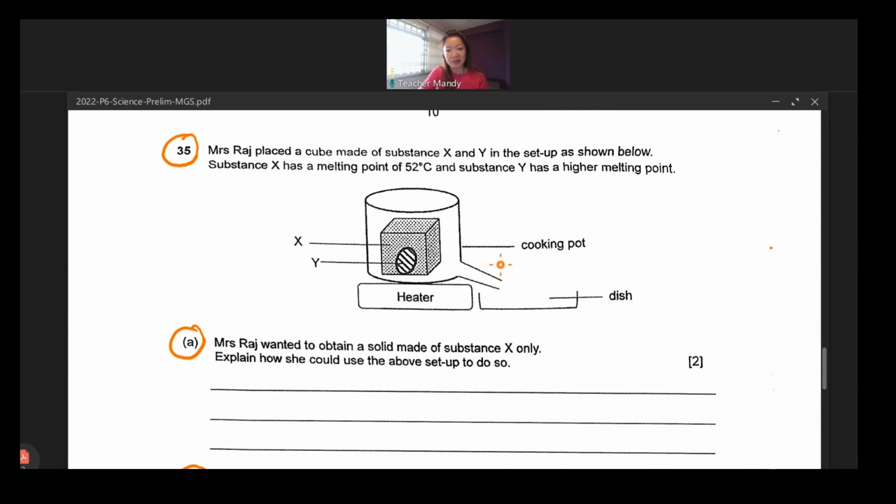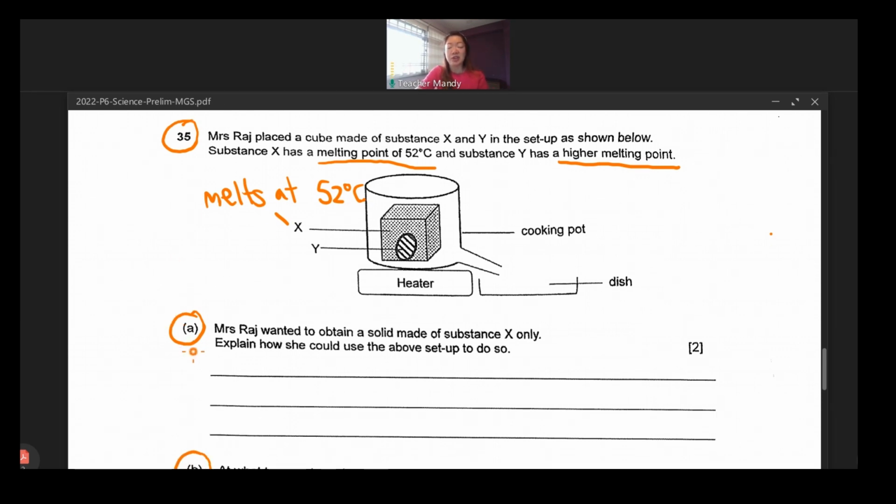Okay, all right. So substance X has a melting point of 52 degrees Celsius, means it will melt at 52. I'm just going to write it down for my own reference. Always remember to do annotation, make some notes. And substance Y has a higher melting point. So substance Y probably melts at 60 degrees Celsius. It has to be above 52. Now this makes things easier to answer question A.